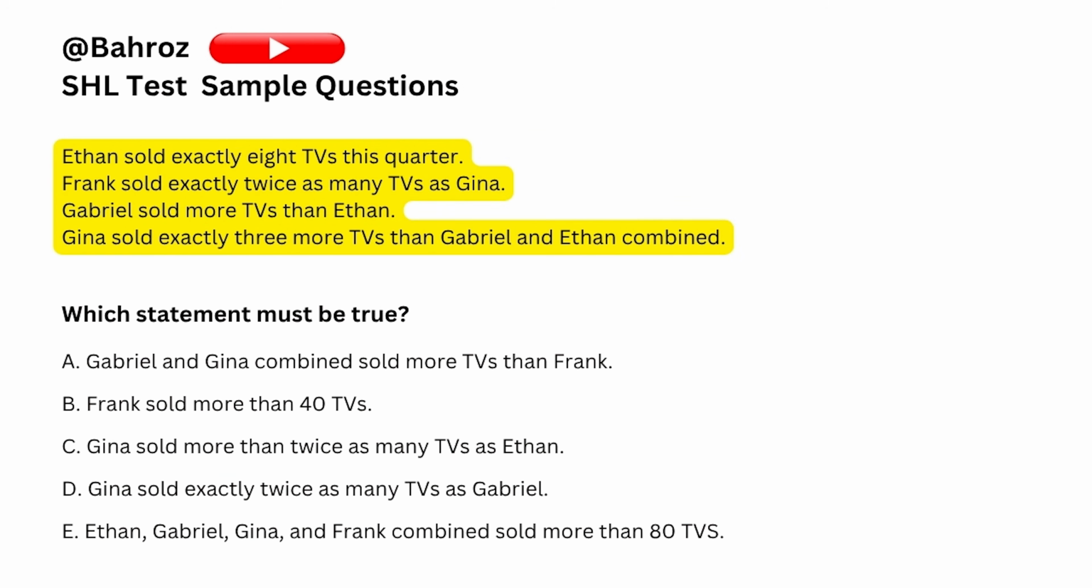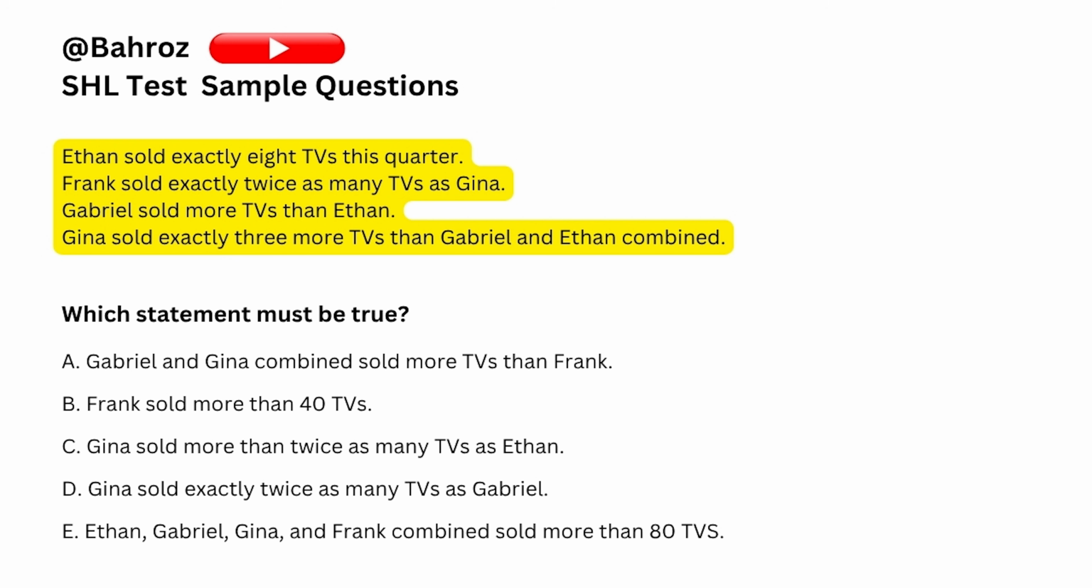Answer is D. Ethan sold exactly 8 TVs this quarter. Frank sold exactly twice as many TVs as Gina. Gabriel sold more TVs than Ethan. Gina sold exactly 3 more TVs than Gabriel and Ethan combined. We are asked which statement must be true.